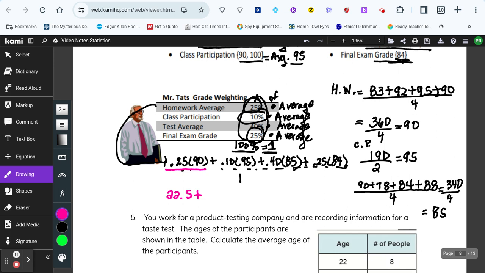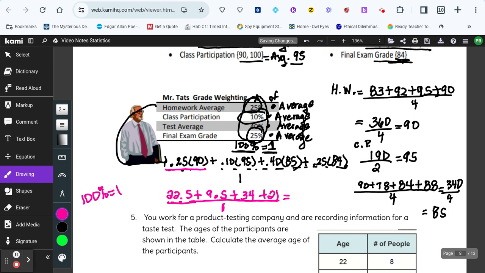Plus 10% of 95, which is 9.5. Plus 40% of 85, which is 34. Plus 25% of 84, which is 21. And like I said, you can divide by 100%, which is still just 1, but I'm just going to leave it like this. You can do this, divided by 1, because the 100% is just one whole grade, okay?